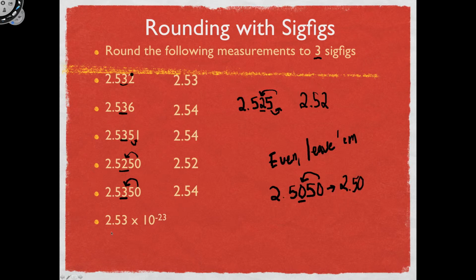All right, the last one is a scientific notation number, and we look at this value here, 2.53 times 10 to the negative 23rd. How many sig figs are here? 1, 2, 3. Remember that this would all be considered place value. So if we're rounding this number to 3 sig figs, it's already 3 sig figs. So it's going to be 2.53 times 10 to the negative 23rd. It's not going to change at all. So keep that in mind when you're rounding.